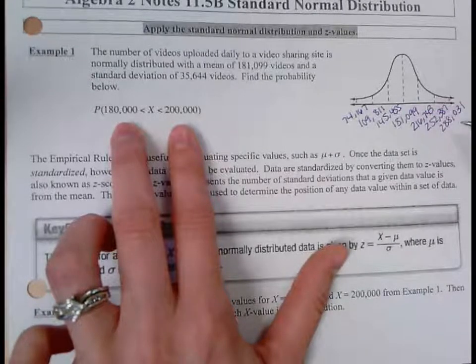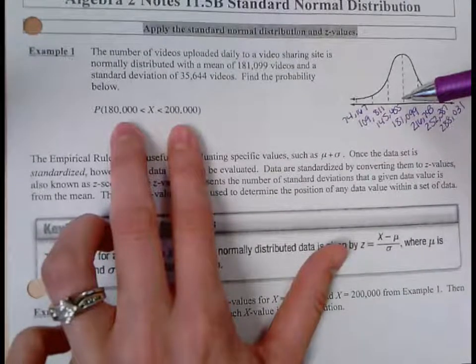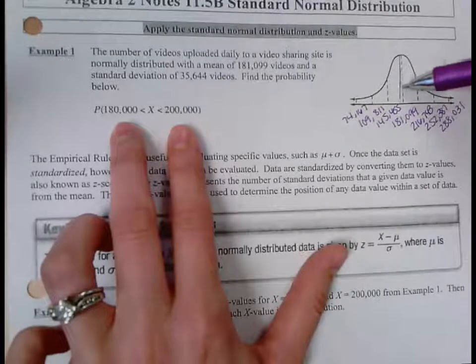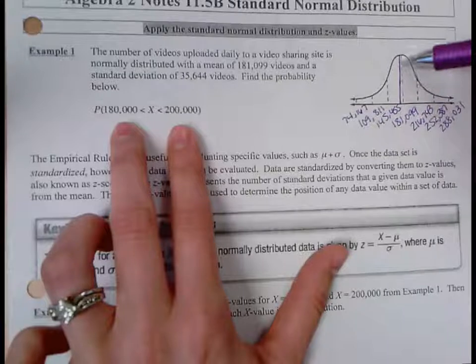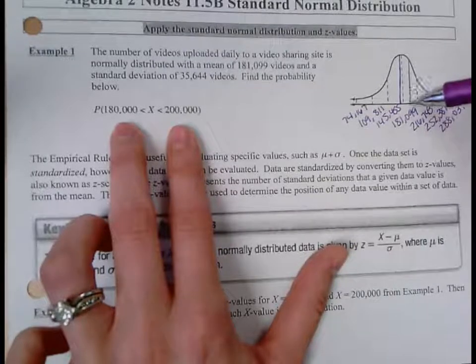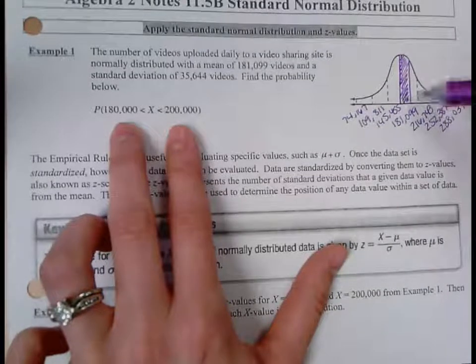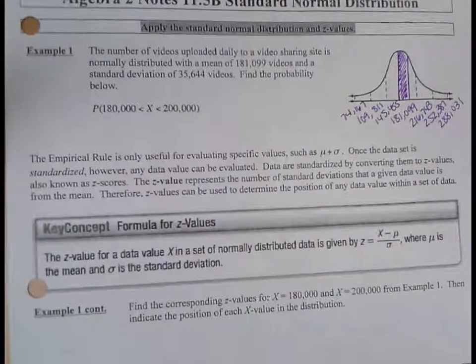If you look at the values, we don't have 180,000 or 200,000 listed here. If I were to approximate where these values would be, 180,000 would be just below the mean. I'm just marking where that value would be. 200,000 would be roughly in between the mean and the first standard deviation. So it's this area or probability that I'm trying to find, but I'm not able to use the empirical rule we used yesterday because those values are not exactly 1, 2, or 3 standard deviations away.